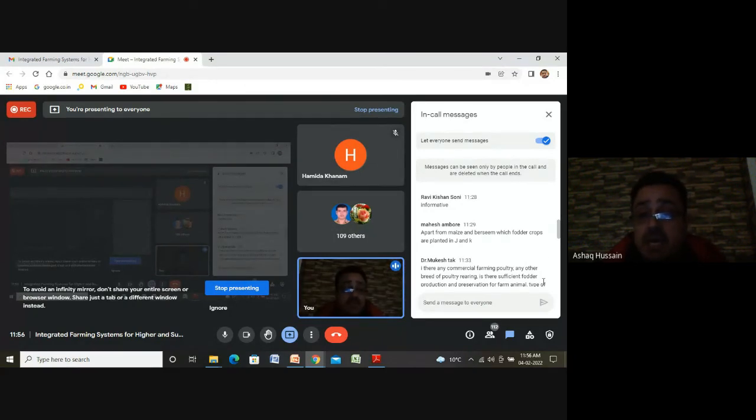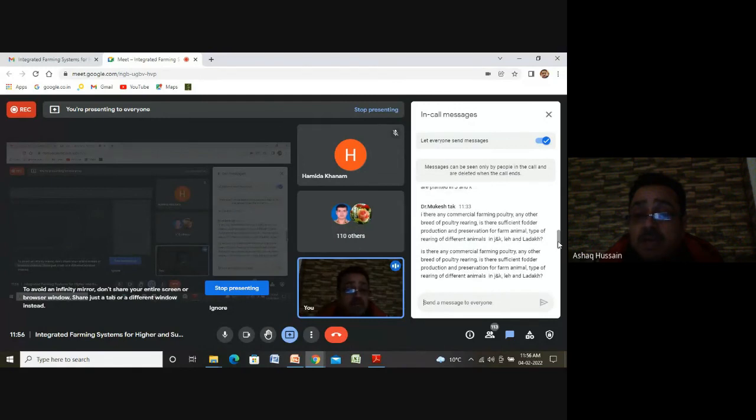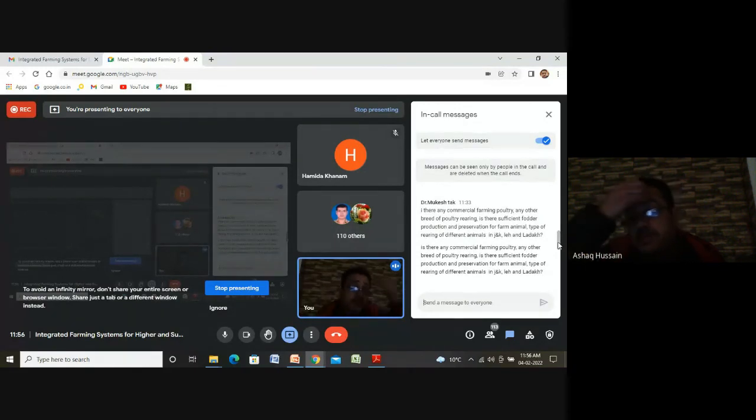Then there is a question about commercial poultry farming, any other breed of poultry rearing, and production and preservation. Yes, broilers and layers are used as poultry birds. Then we have Rajasri on a smaller scale, and there are certain types of birds that are dual purpose, both for meat as well as egg production.